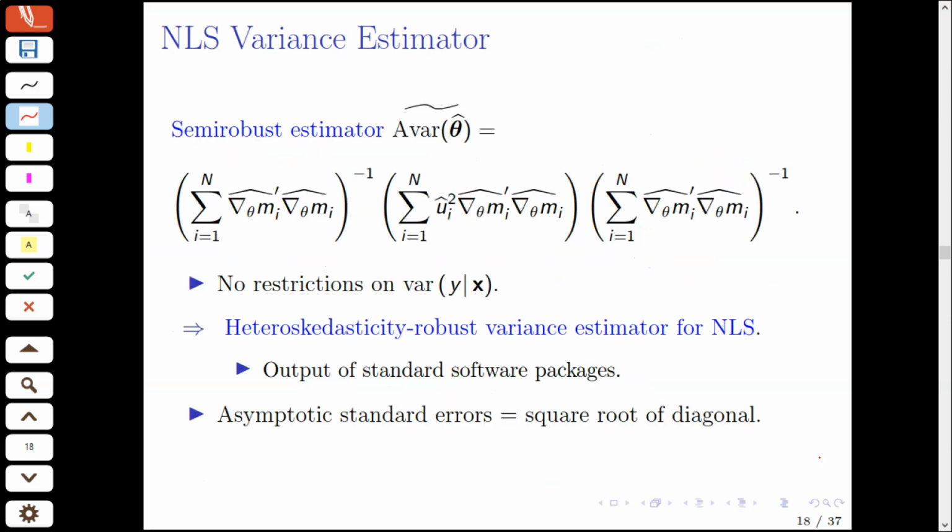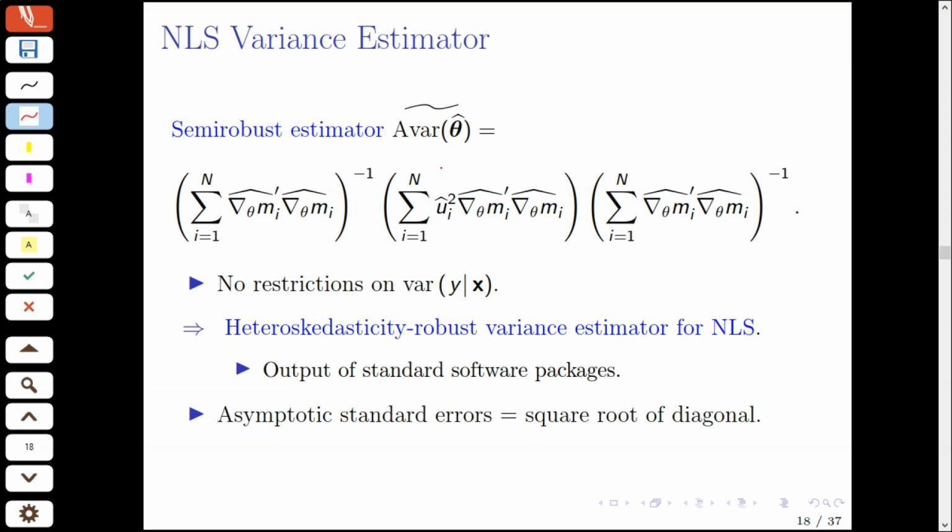Let's discuss this semi-robust estimator in a bit more detail. Here I've just taken our earlier estimates and substituted them into our formula in order to express everything on one line. We see that the semi-robust variance estimator in nonlinear least squares hinges on the sum of some gradient contributions, or their product, and the sum of gradient contributions, or their product, upon multiplication with the square of the nonlinear least squares residuals.